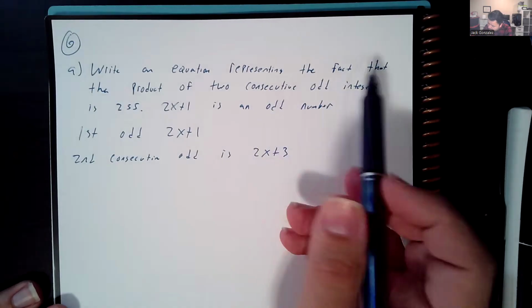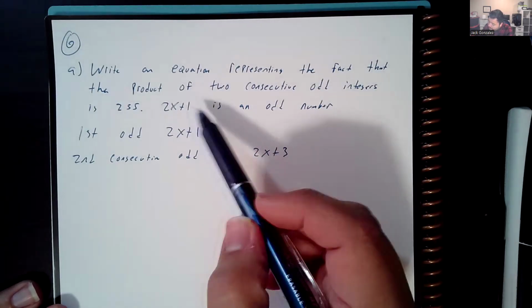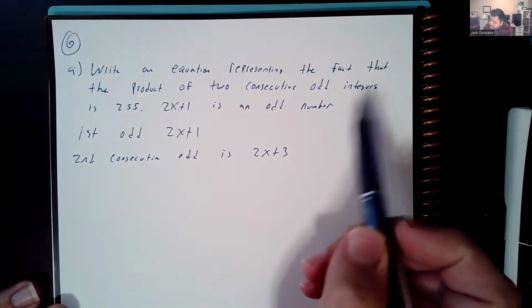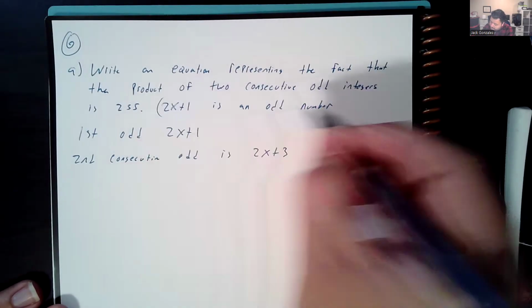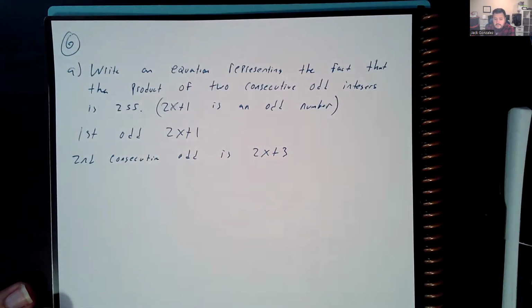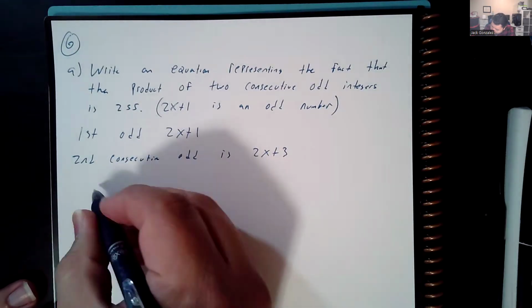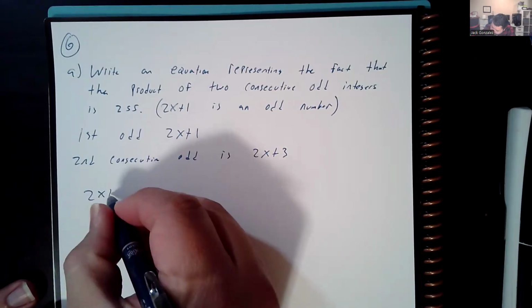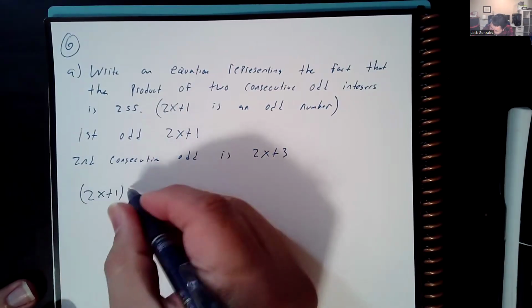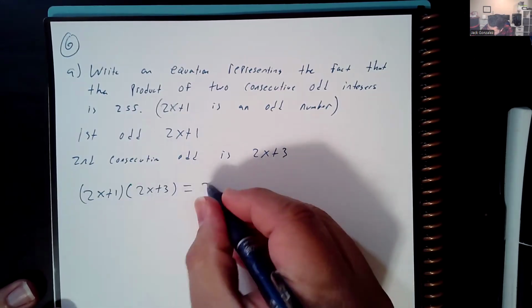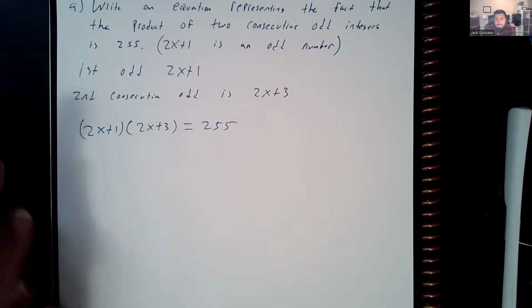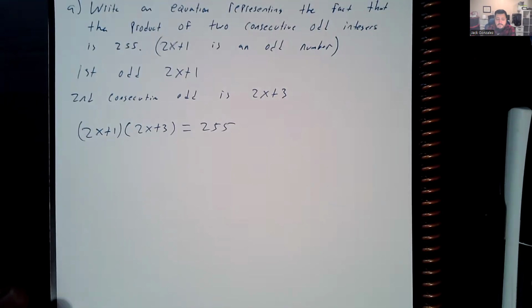So it says what? The product of two consecutive odd integers is 255. This is something I wrote. This is not part of the problem. So that means the first one, I don't know what it is, times the next one has to be 255. Okay. So now we have our formula set up. So that's part A.